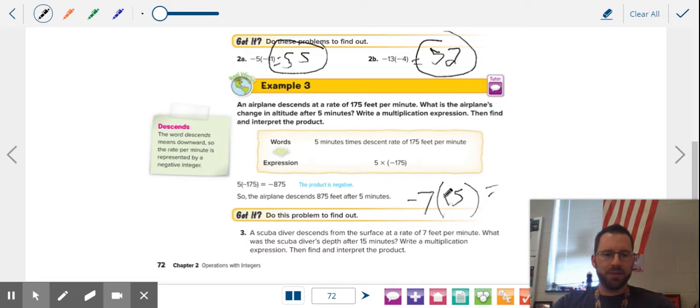So we have here -7 times 15. 7 times 10 is 70, 7 times 5 is 35, so 105. Remember, a negative and a positive makes the whole thing negative. So that's -105 feet. So our interpretation, I don't want to write all this out because I'm using a mouse. Our interpretation is now the scuba diver is 105 feet below the surface of the water.